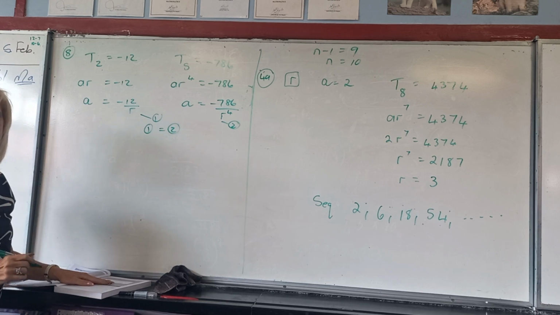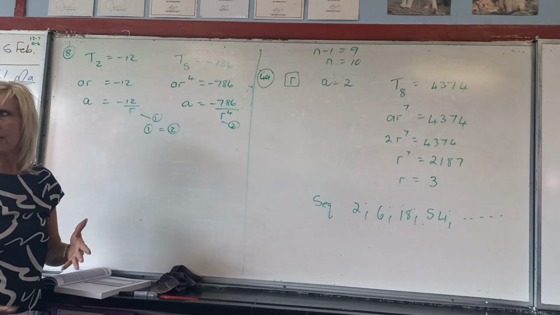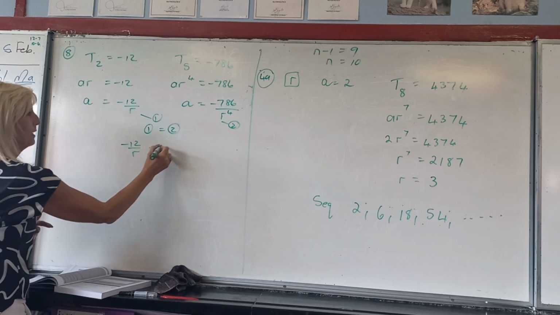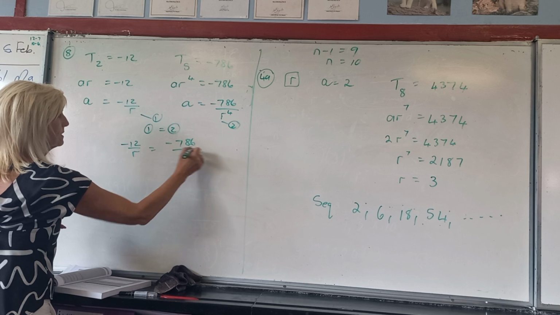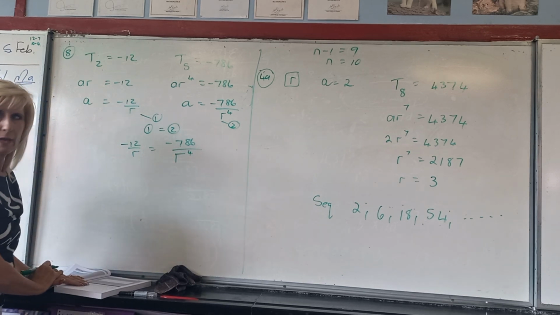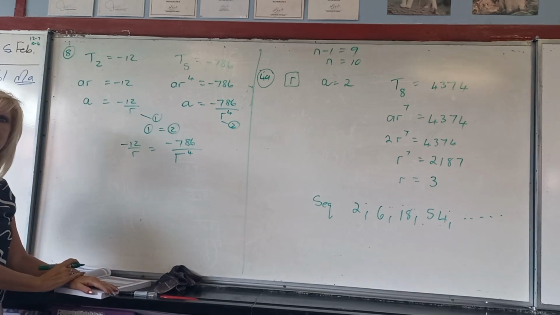Why? Because A is, and A is, and A is the same A, so they have to be equal to each other, making it minus 12 over R equals minus 786 over 7. Sorry, R to the power of 4. Happy on that? Okay. So now what? Guys, I've got to solve for R.